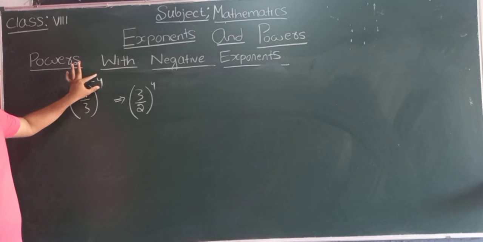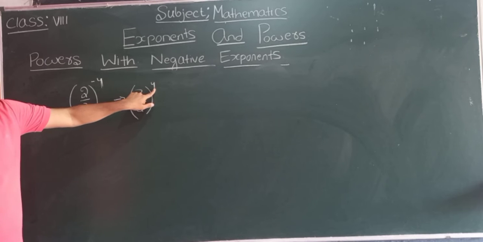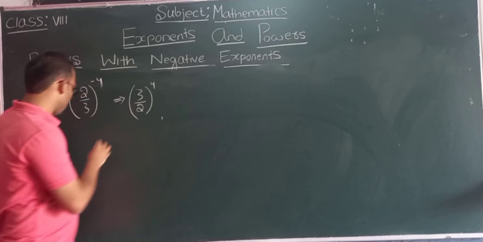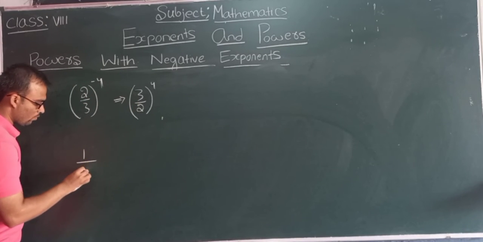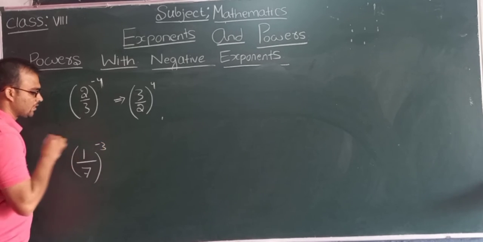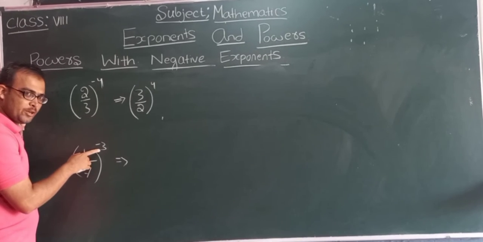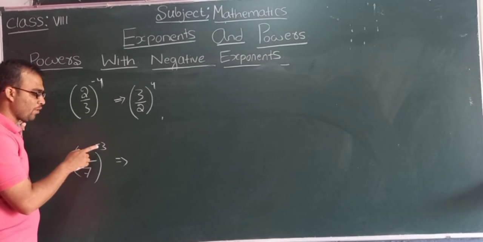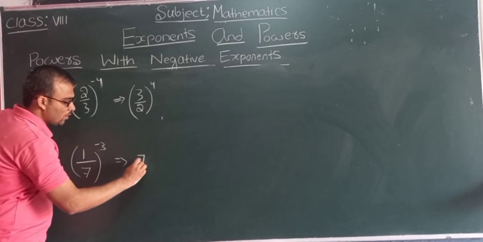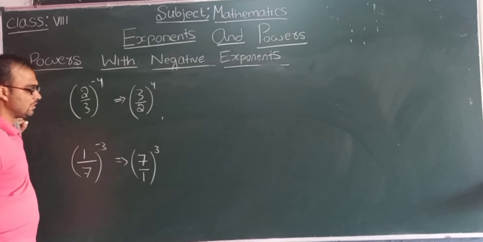If there is a negative power, then if you reciprocal the base, it is converted to a positive exponential value. For example, here 1 by 7 to the power minus 3 is there. If you want to express this negative power in terms of positive power, then how to do? Reciprocal it, that is 7 by 1 to the power 3.